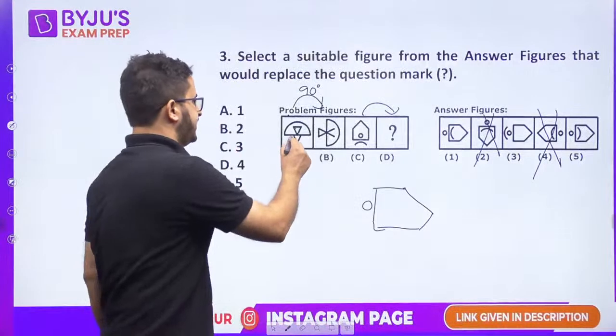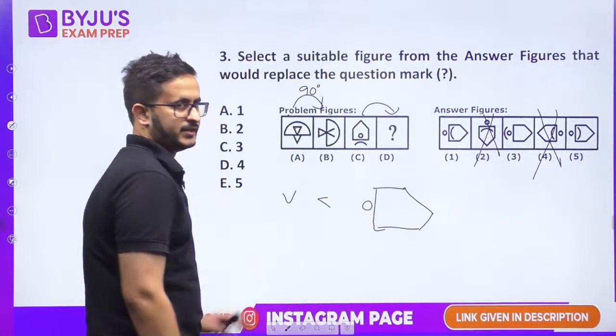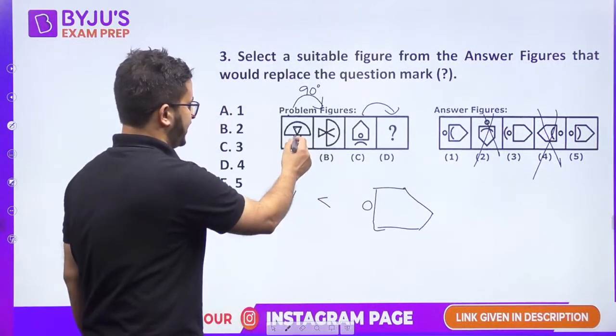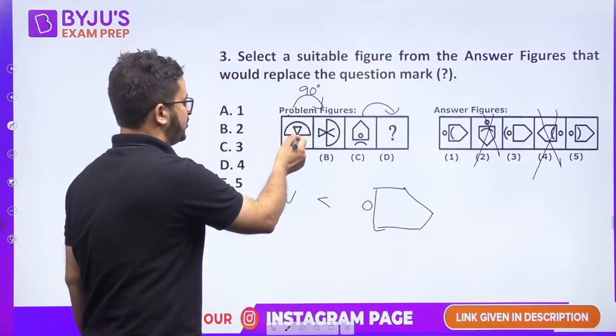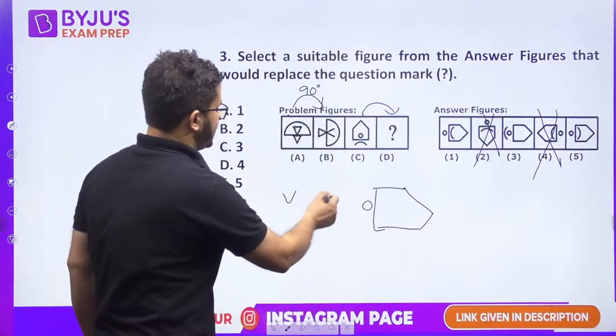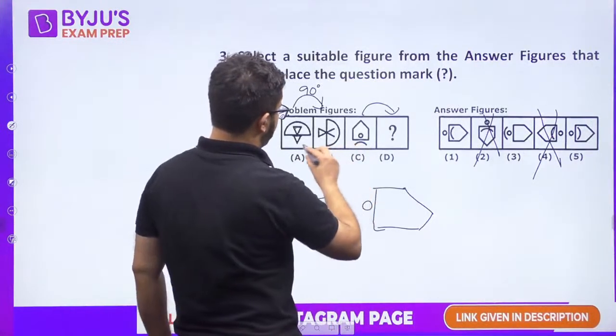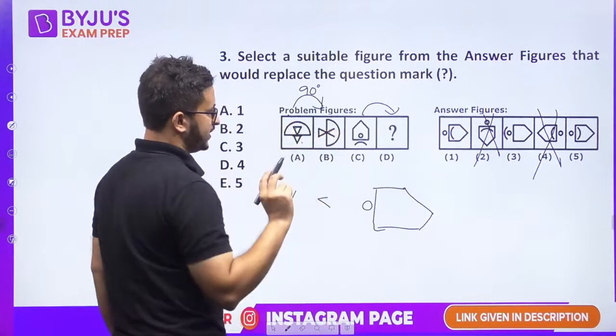Then this shape was present like this, and now it has turned like this, V shape. Okay, this is not a triangle, this is actually a V shape. It was appearing as a triangle because it was intersecting with this line. Okay, so this V shape has again turned like this and has gone inside. It was out and then it has gone inside.